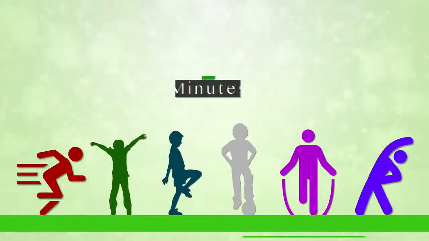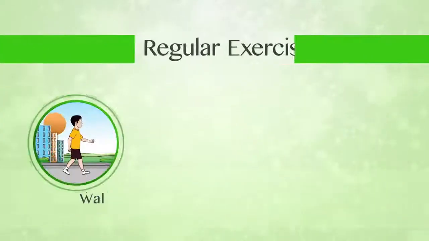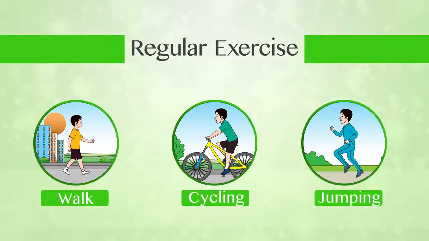So we need to encourage and provide facilities for children, and for that matter even adults, to have some form of regular physical exercise. It could be as simple as a brisk walk for kids, it could be cycling, it could be jumping on the spot, it could be anything in which calories are expended.